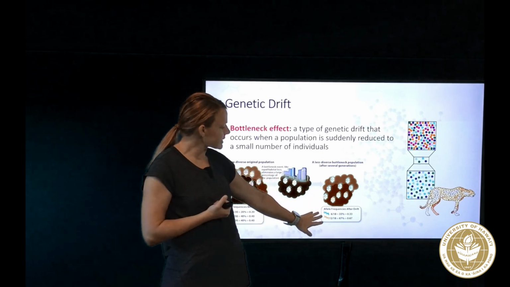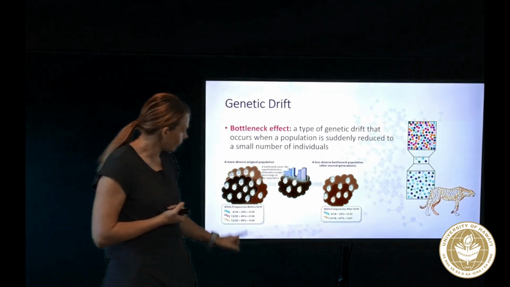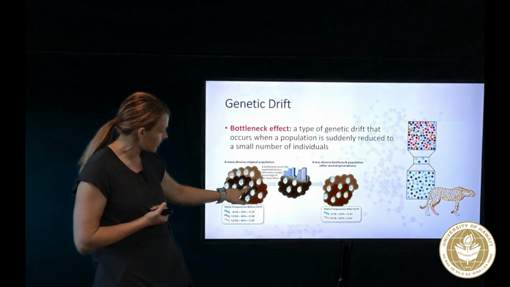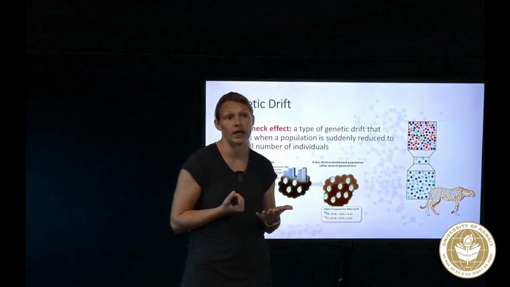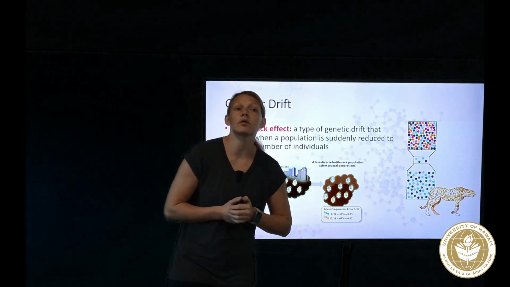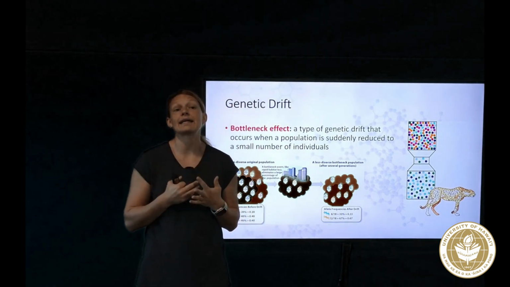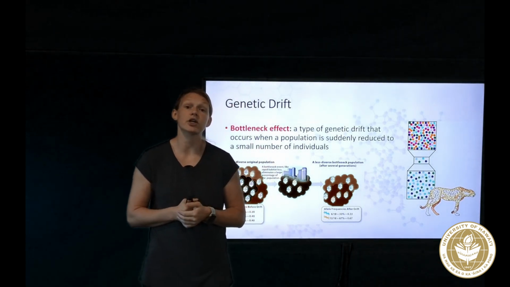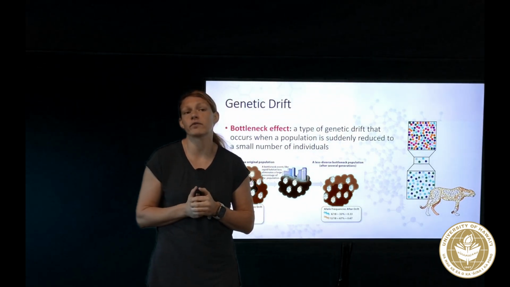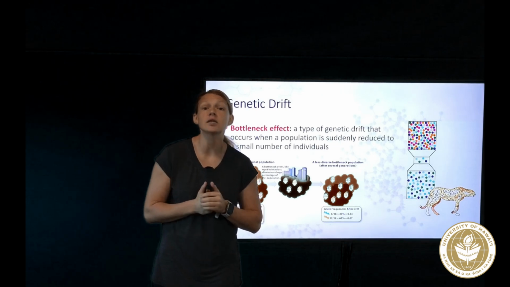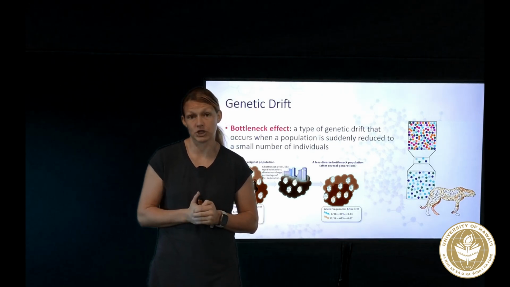They are less diverse afterwards, right? You've completely lost that red allele, right? So a less diverse population is your end result here. So the bottleneck effect is again a type of genetic drift, and this occurs when a population is suddenly reduced to a small number of individuals, and as a result, alleles are lost from the population.